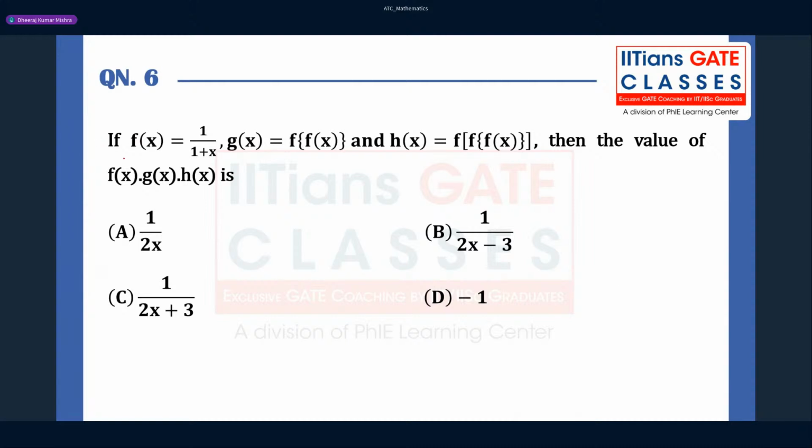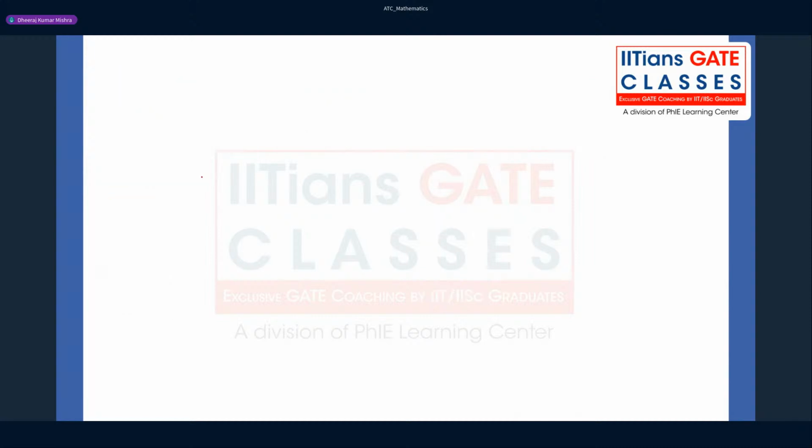So you see here, this question number 6 from the original paper, f of x is given as 1 by x, g of x is nothing but, in place of x, they have put the function itself. In order to find h of x, you have to again put this function here in place of f of x, and then you have to find the value of the product of all the functions. Let us find g of x first.